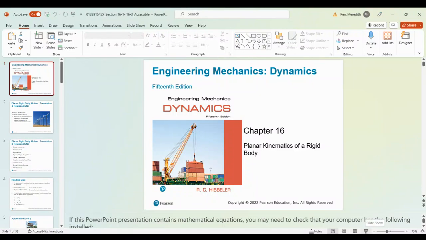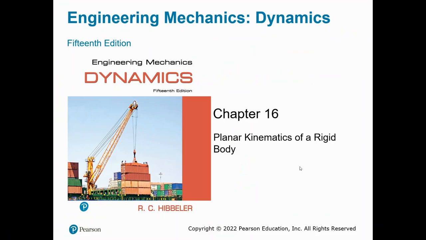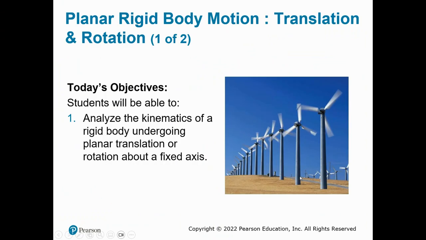Hello everyone. In this video, we're going to chapter 16. We're going to cover 16.1 through 16.3 today. In this section, we're going to look at kinematics of a rigid body undergoing planar translation or rotation about a fixed axis.